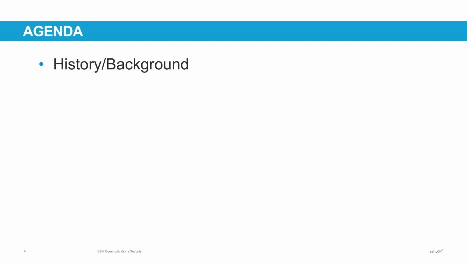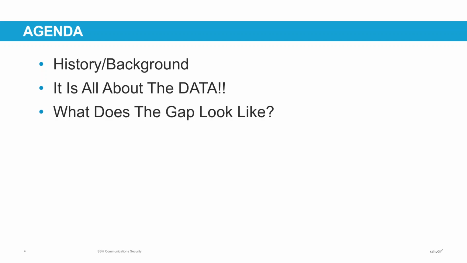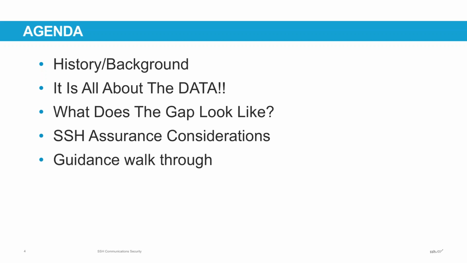With that said, let me just remind you of the agenda today. We're going to highlight a little bit on the history and the background of SSH keys, highlight the fact that we are concerned about the data. So any control, any thought, any protection we put around SSH keys is to protect what's important, and it's your data. We're going to dive into what the gap really looks like when you're talking SSH keys. Then I'll transition this to my colleague, Ed, to talk about the guidance and what highlights it brings forward from an assurance considerations standpoint. He will walk through the guidance, and then we will open it up for Q&A.